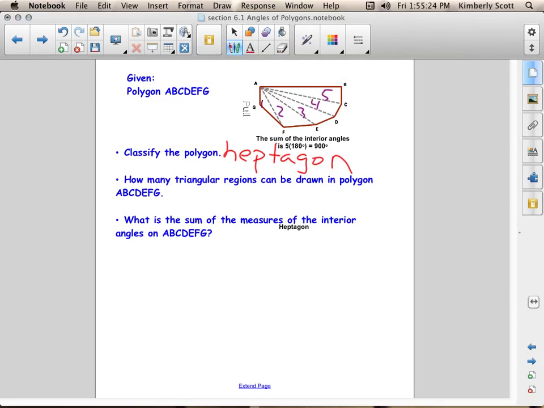So what is the sum of all the measures of the interior angles? And what I mean by that, I'll say it clearly, is what is the measure of this angle, plus the measure of this angle, plus this angle, plus this angle, plus this angle, plus this angle, plus that angle. Okay? So we have 1, 2, 3, 4, 5 triangular regions, so it's 5 times 180. And that would be 900 degrees, as long as I haven't screwed up my math. Okay? And there it is right there.